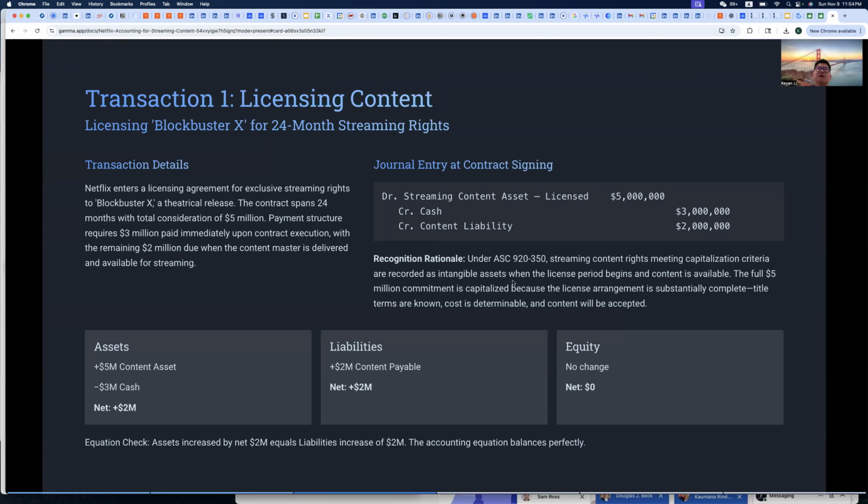So we can see there's a very clear asset change: plus 5 million content asset and minus 3 million cash, which makes the net asset change 2 million. The liability is the 2 million content payable. You need to pay the content creators. The equity has no change, which is net zero.